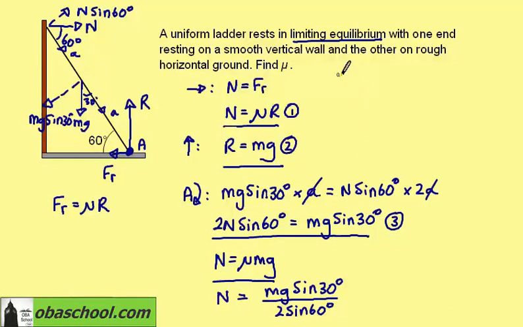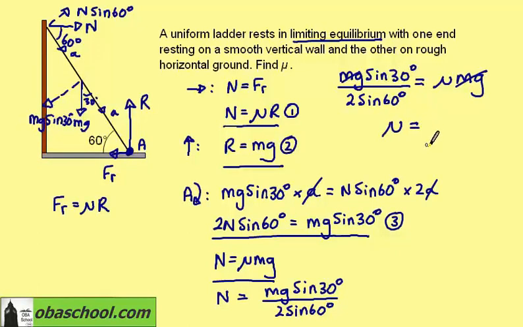Both of these expressions are for N, so mg sine 30 divided by 2 sine 60 must be equal to mu mg. The mg's cancel, and then we can calculate mu because it's equal to what's left. So mu is equal to sine 30 divided by 2 sine 60, and this comes to 0.289, correct to 3 significant figures.